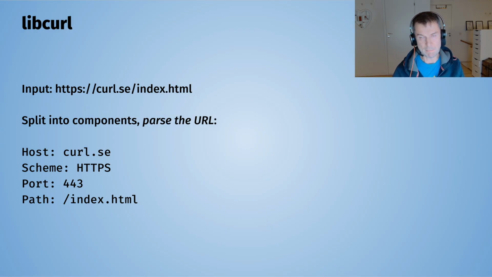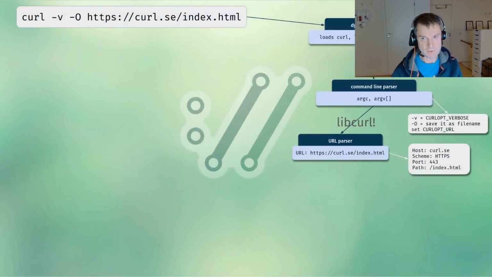And of course, a URL can be way more complicated than this particular one. This is a really easy and straightforward one, and pretty short too, and easy to understand. So anyway, that's what libcurl does first. Split up the URL into components so that we know what to do next.